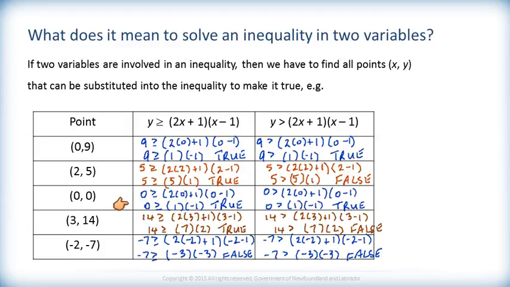But when there's no equal sign, it becomes a false statement. And I've completed the rest of the table. (0, 0) makes the first inequality true and the second inequality true. (3, 14) makes the first inequality true. 14 is greater than or equal to 7 times 2. It's actually equal to 7 times 2. But it's going to be false over here because there's no equal sign. Likewise here, negative 7 greater than or equal to negative 3 times negative 3 is what we end up with. But negative 7 will not be greater than or equal to 9. And it won't be greater than 9 either.